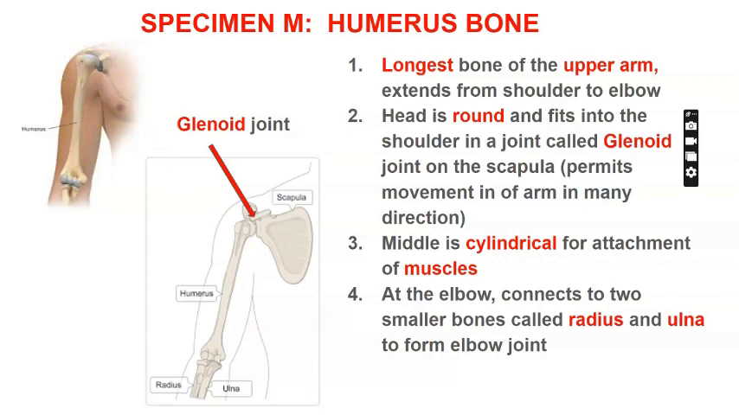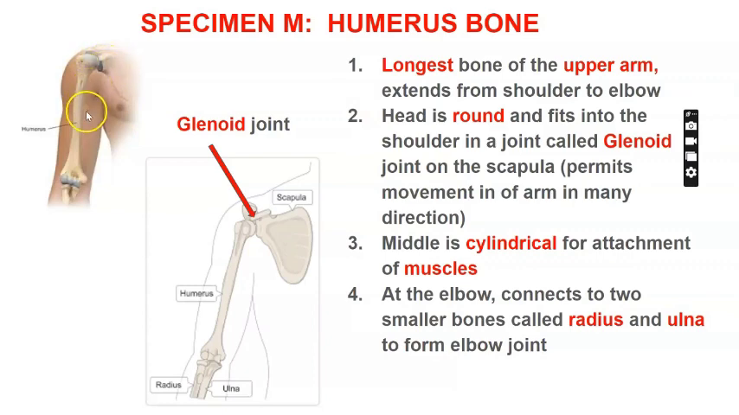The head of the humerus is round, and it fits into the shoulder in a joint called the glenoid joint. Because it is round, it forms the ball and socket joint. It's just like the ball, while the joint of the shoulder is the socket. Then they meet at the glenoid joint.